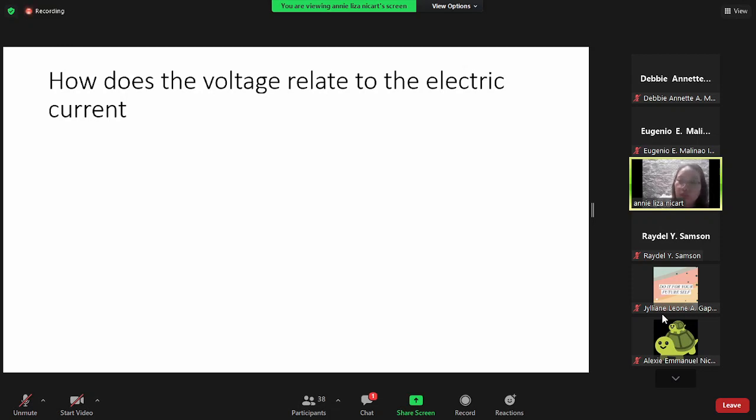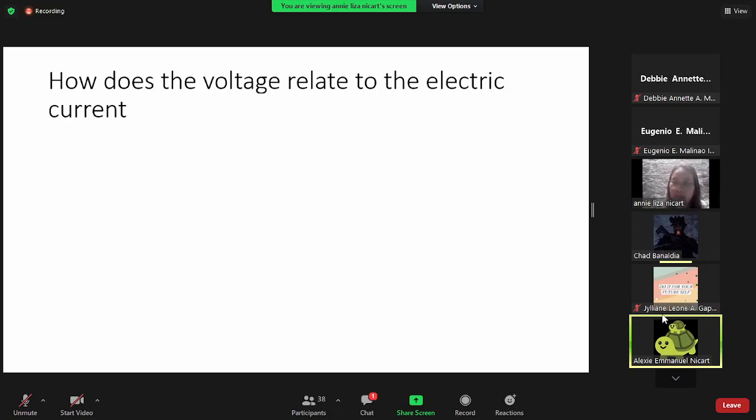Okay. So which one is dependent between electric current and voltage? Electric current is dependent. Voltage is independent. Okay, that's correct. So voltage is the independent variable there, while electric current is the dependent variable. So electric current primarily depends on voltage.